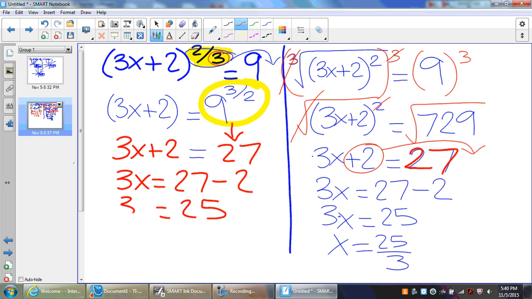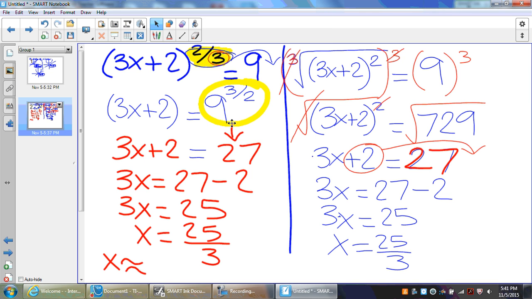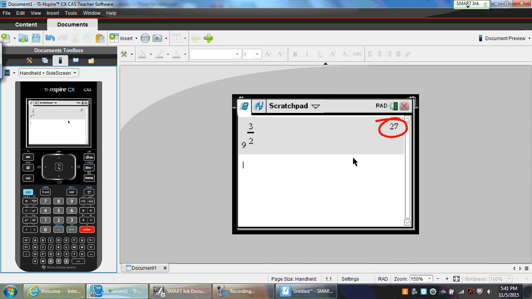The 3 is multiplying, so we have to divide by 3. That question is one of those where you have to fill in the bubbles. You do have to give a numerical answer. So make sure you do try it, and if you want to get a decimal approximation, remember that you will have to enter that on your calculator and, of course, press Control Enter. So 25 divided by 3, Control Enter. And so it will be 8.33.